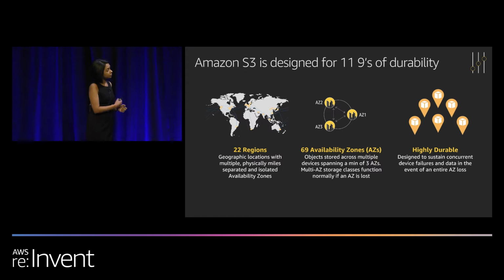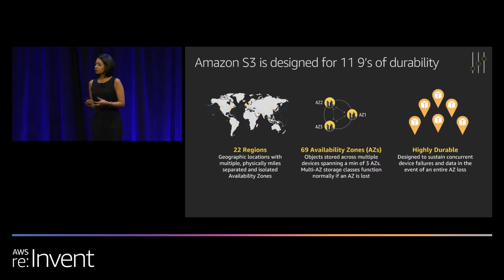We have 22 regions across the globe with 69 availability zones. We have announced plans for 13 new availability zones and 4 more regions in Indonesia, Italy, South Africa, and Spain. And we don't plan to stop there.